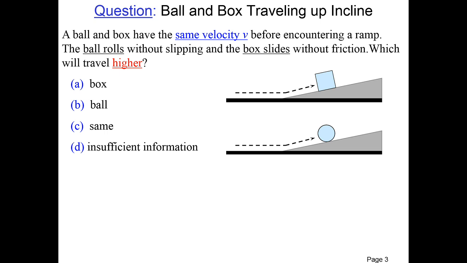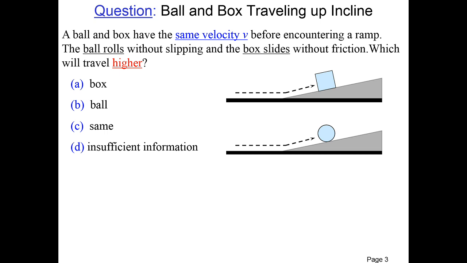So we have a question here. If we have a block sliding along a frictionless surface and a ball rolling along the same surface, and they both start to move up an incline, which will go to a higher height, assuming that they are both moving at exactly the same velocity? Well, the one with the most initial kinetic energy will go the highest.